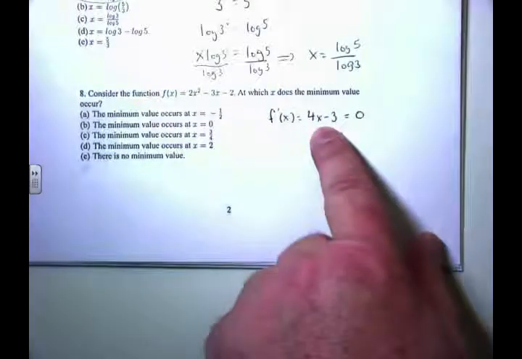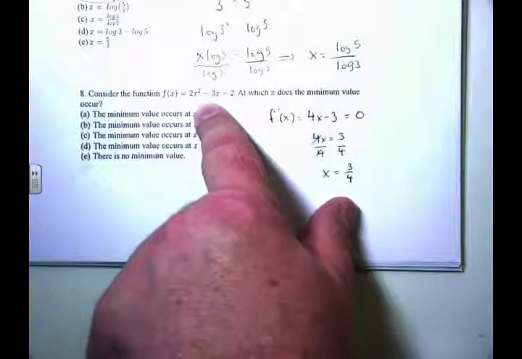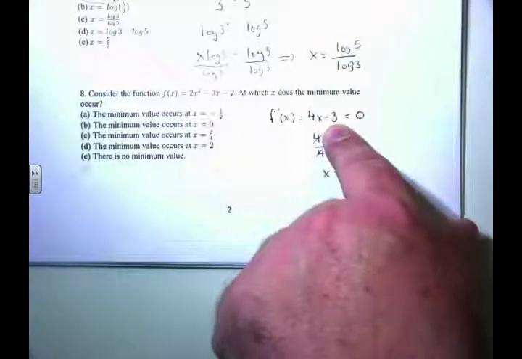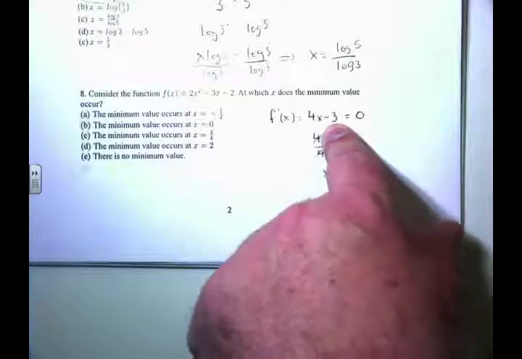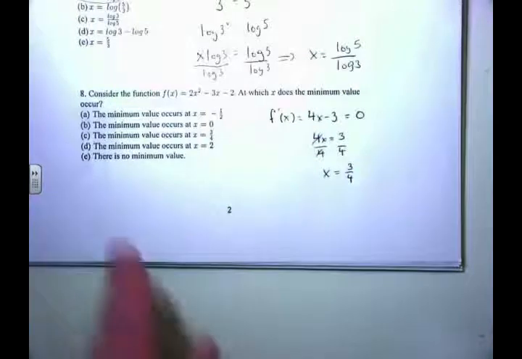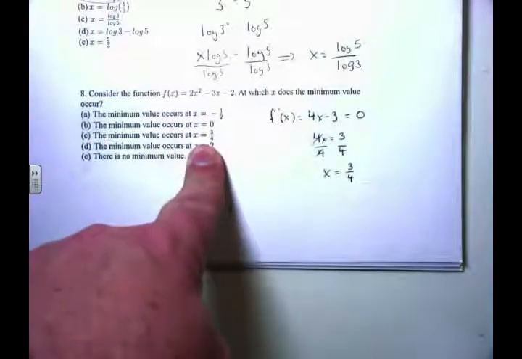But look at this derivative. 4x minus 3. Look at the original function. It was also a polynomial. This thing is defined on all real numbers. So there are no points where the derivative doesn't exist. This is a nice linear derivative. Does that make sense? So I've only got x equals 3 fourths. So I'll bet you anything the minimum value occurs there, but let's just double check it.